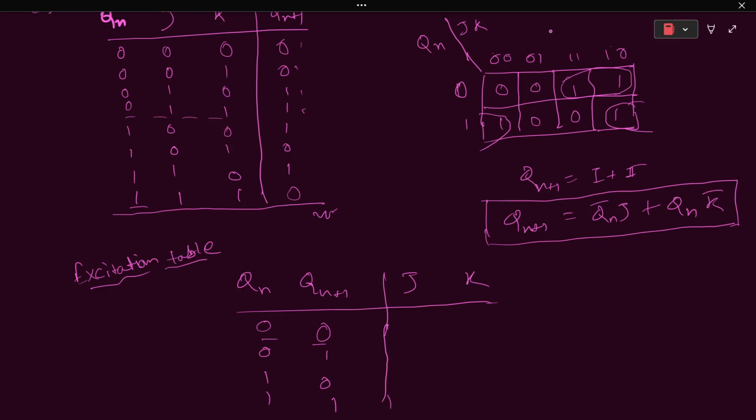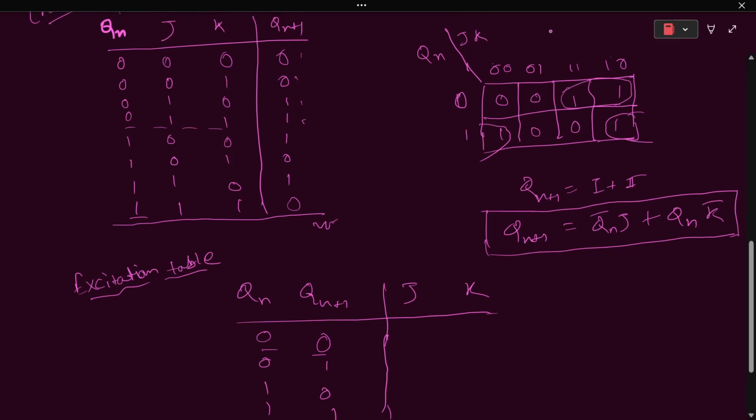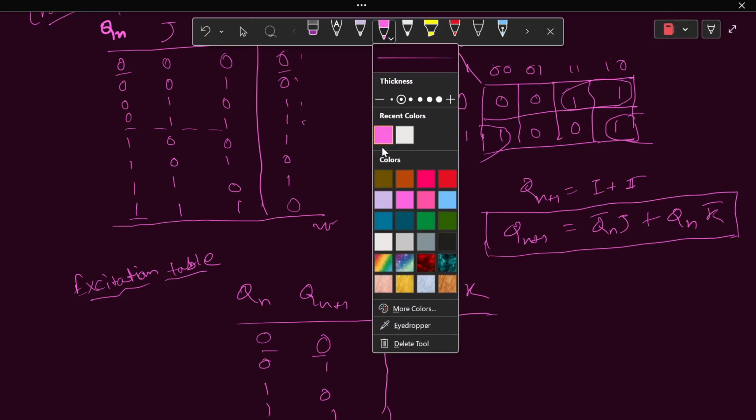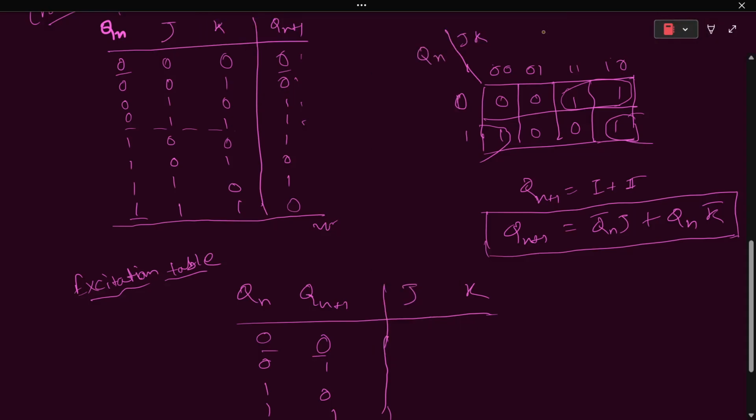So 0 0. Find out in which cases the values of Q and Qn plus 1 are 0 0. So this is the first one. Let's use a different color for that first. Yeah, the brown one. This is 0, this is 0. So anything more is there? No. So in these two cases, Qn and Qn plus 1 both are 0.